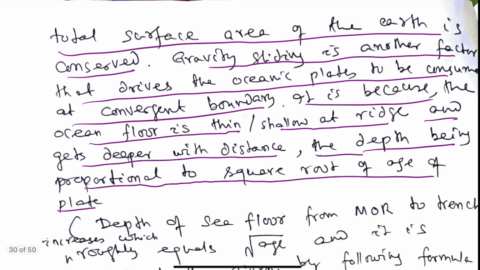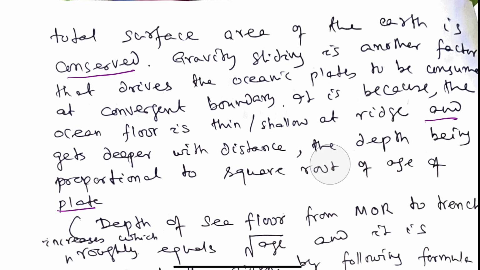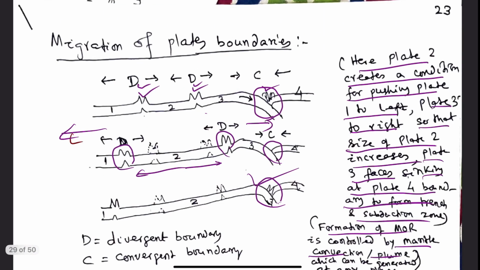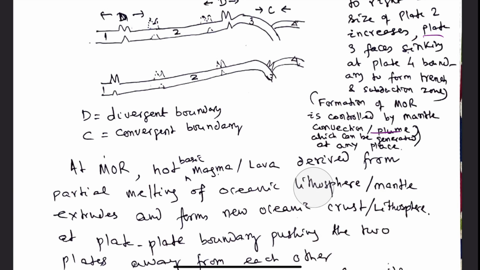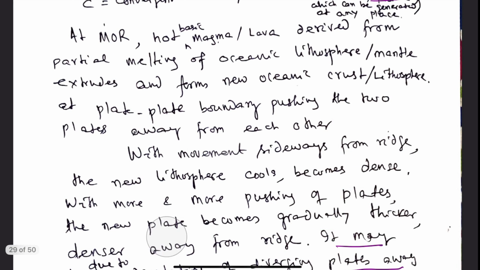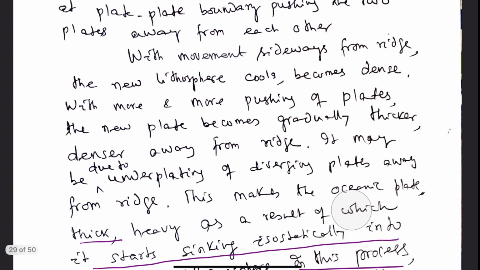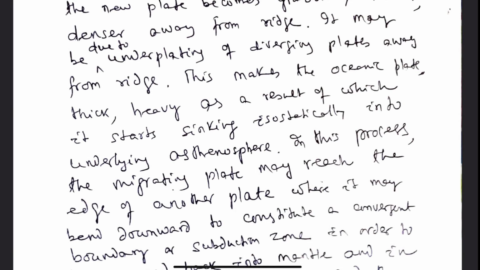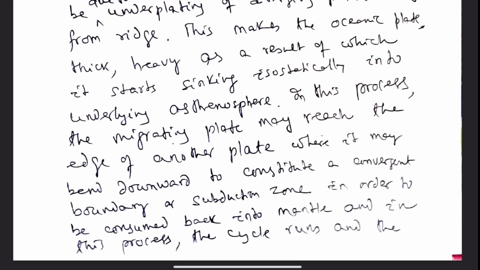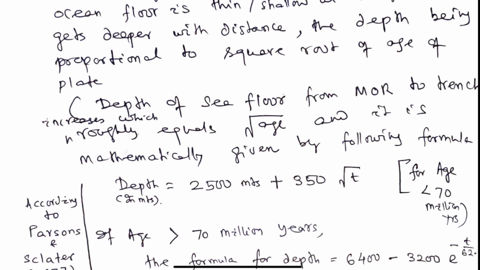Because of its thickening away from the ridge axis, the weight increases, and it creates a condition for isostatic settling, or for the subsidence or motion of the oceanic plate towards the continental plate where it subducts in order to be consumed at depth, so that the newly created crust at the MOR is compensated by the melting of the oceanic lithospheric plate at the convergent boundary zone.